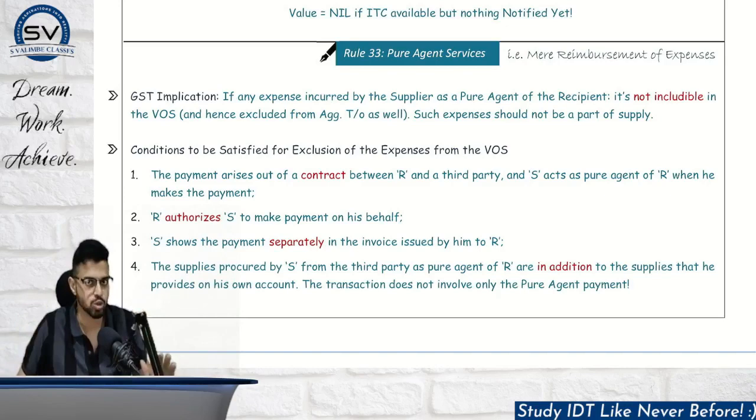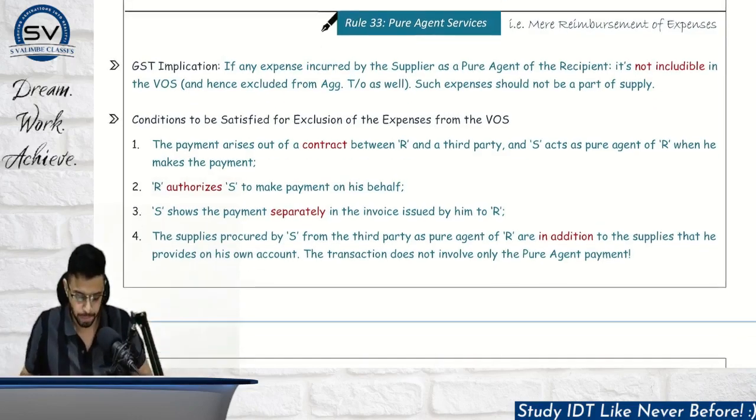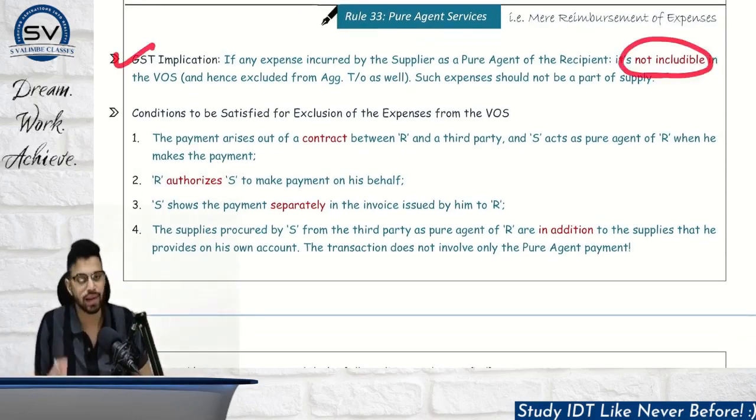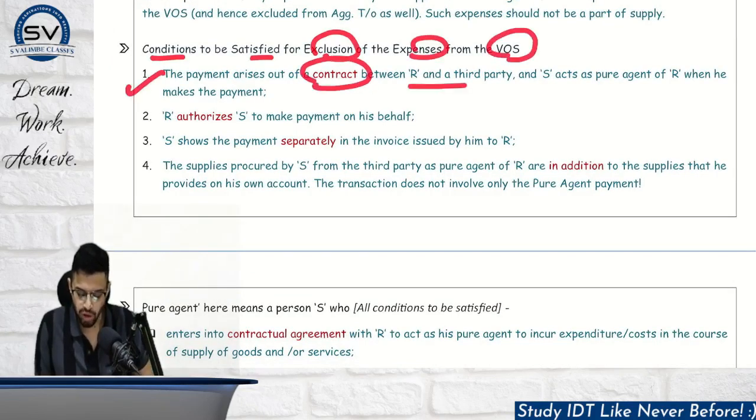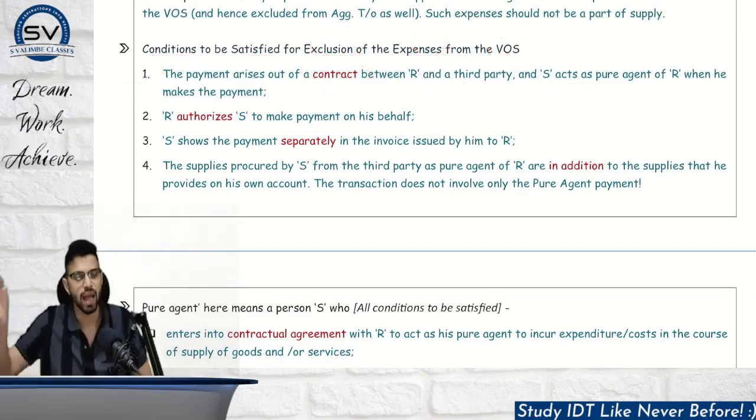There are certain conditions to be complied with for a person to be a pure agent. Let's cover that. That is our last topic. The GST implication I've already told: that amount will not be liable to GST. Conditions to be satisfied for exclusion of expense from value: the payment arises out of a contract between the recipient and a third party, and the supplier acts as a pure agent. Let's take a simple example.